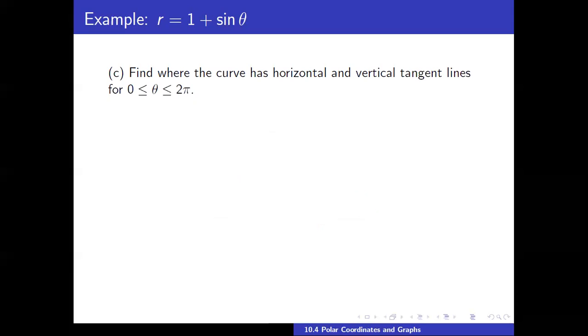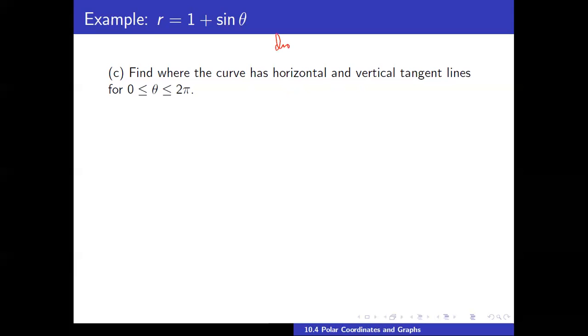Next part. If r is equal to 1 plus sine of theta, find where the curve has horizontal and vertical tangent lines. Now, where are we going to have horizontal tangent lines? When will the tangent lines be horizontal? Generally speaking, where will the tangent lines be horizontal? When the derivative is 0, yes. Which will happen when which is 0, the numerator or the denominator? Numerator, yes. And the numerator is dy d theta.